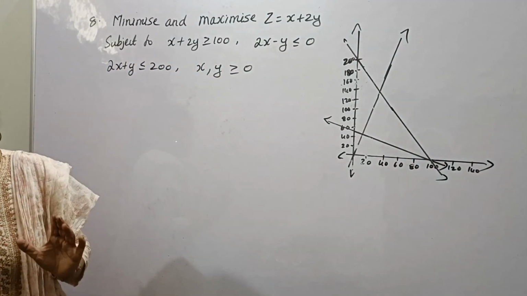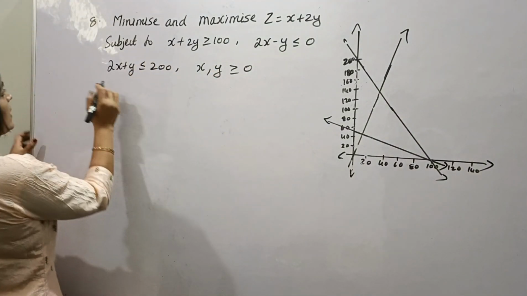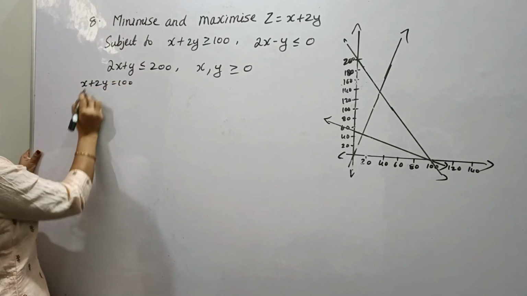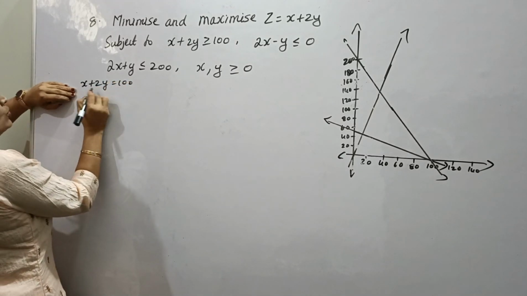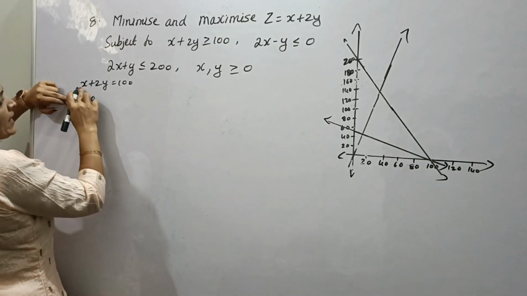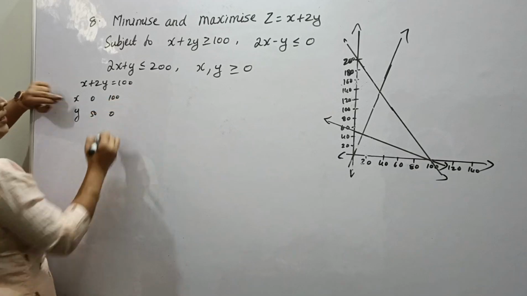So here we have to draw the graph. For that, let's consider these constraints. X plus 2y equals 100. Find x, y values. Put x equals 0. When x equals 0, y equals 50. When y equals 0, x equals 100.